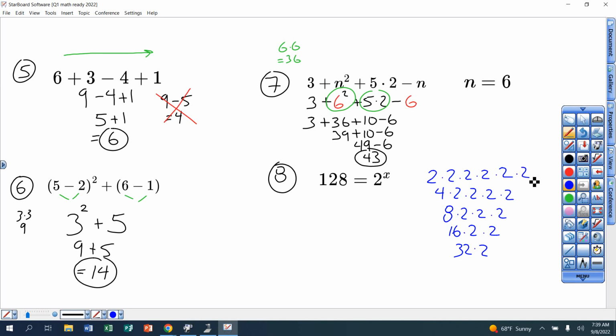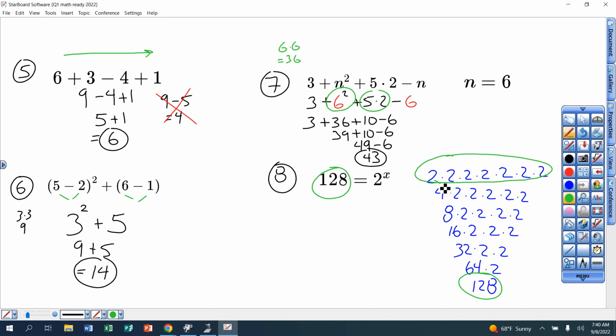So I'm up to 1, 2, 3, 4, 5, 6 2's so far. And then 32 times 2 gives me 64. Looks like I need to multiply by another 2. Tricky keeping track of your 2's. And then 64 times 2 gives me 128. There we go. That's how many 2's it took to get 128. Count them up.